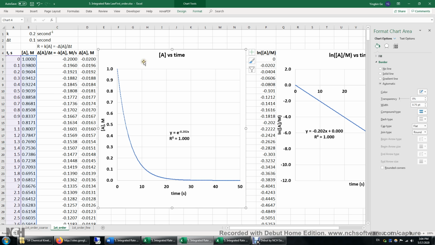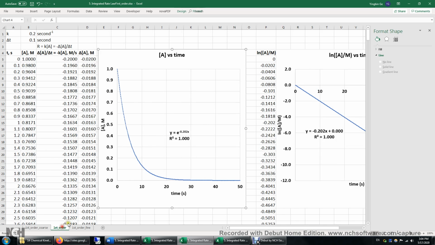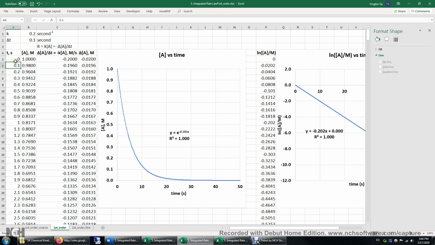And now we just make the graph again. We get the same equation, except that this K now is 0.202. Okay, in the previous graph, it's 0.211. Now it's 0.202. Look at this K. 0.202 is fairly close to 0.2 now. All right, and then we can do even better. And you probably wonder, how do we do better? Simple. As long as we use a smaller delta t, we're going to get better and better and better.